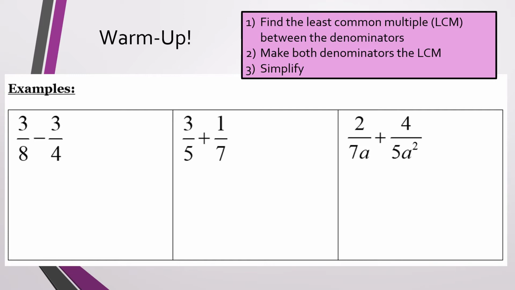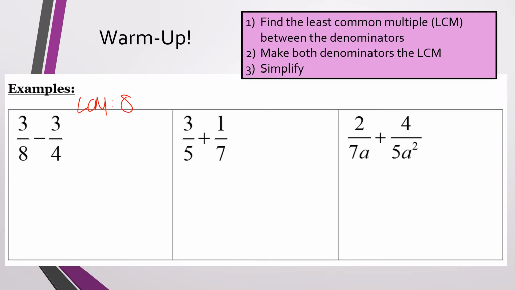So we first need to find the least common multiple, or the LCM, between the two numbers. So when you're looking at the number 8 and 4, the least common multiple is going to be the largest number between the two, or it might be larger than that. So between 8 and 4, I can do 8 times 1 to get to 8, and then 4 times 2 would give me 8. So my LCM for this one is going to be 8.